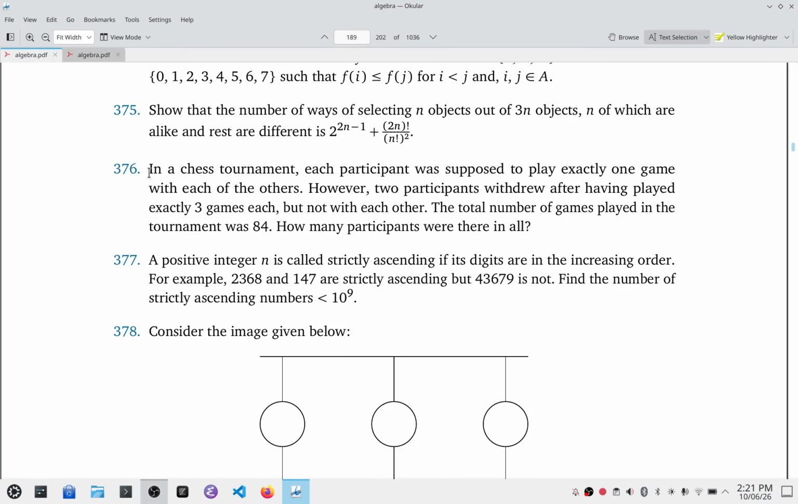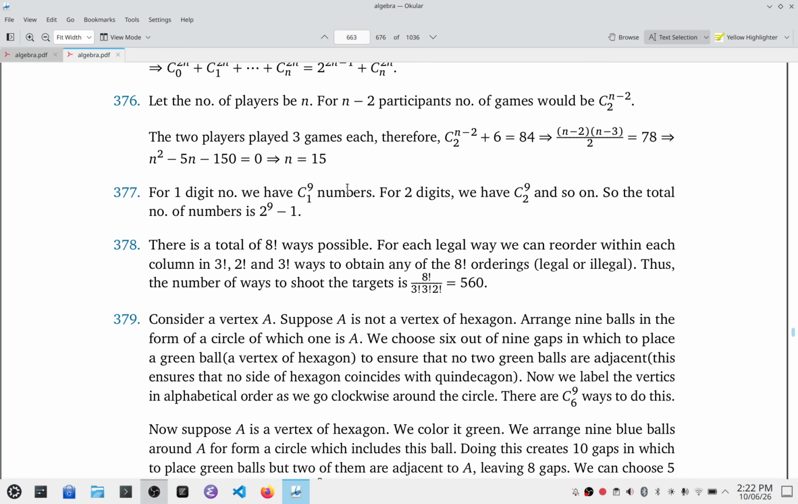Question 376 says that in a chess tournament, each participant was supposed to play exactly one game with each of the others. However, 2 participants withdrew after having played exactly 3 games each, but not with each other. The total number of games played in the tournament was 84. How many participants were there in all? So we let the number of players be n. For n-2 players, the number of games would be n-2C2. The 2 players played 3 games each, that is n-2C2 + 6, since 3 games each multiplied by 2 is 6. That is given as 84.